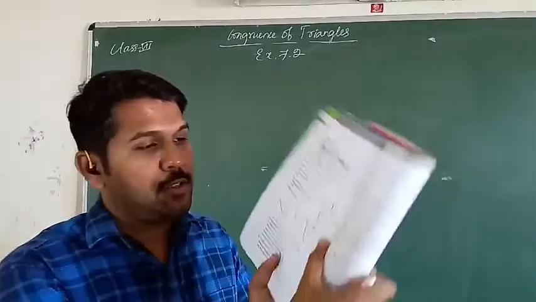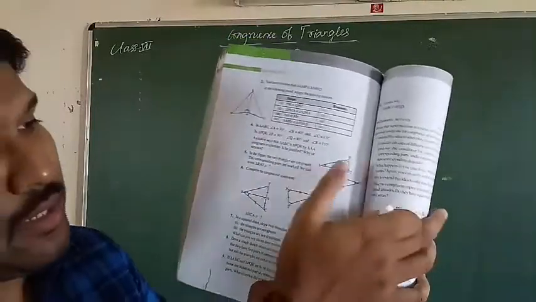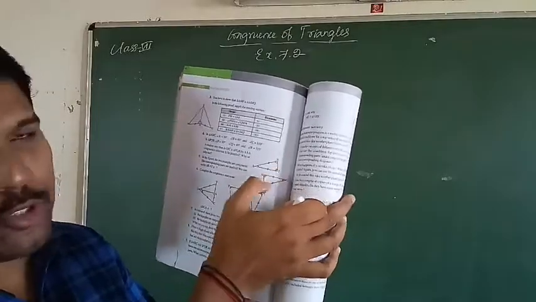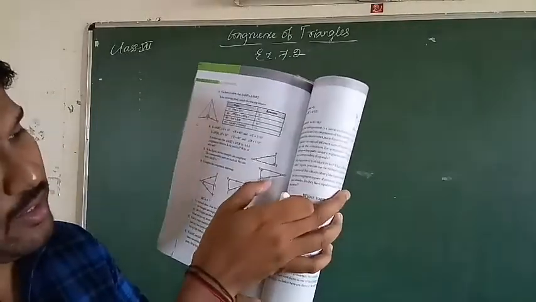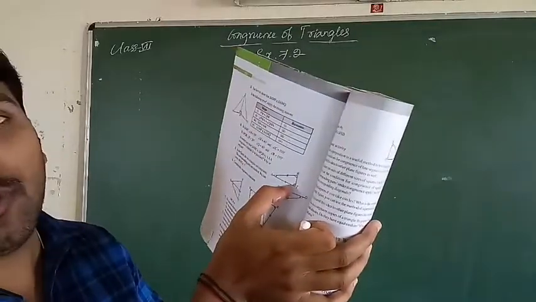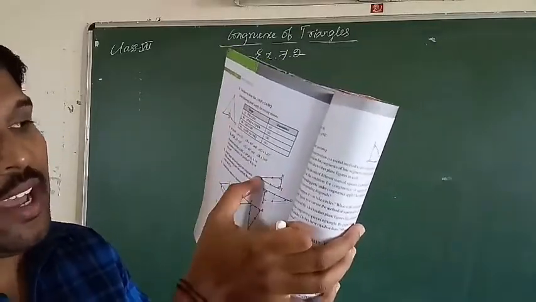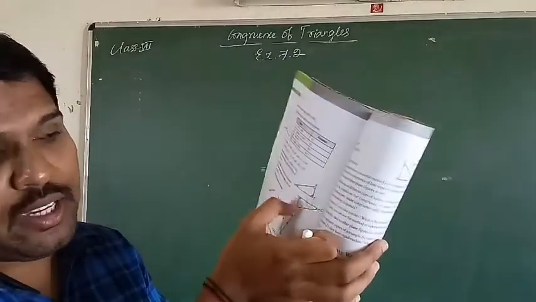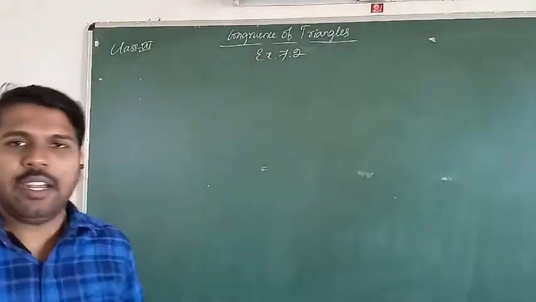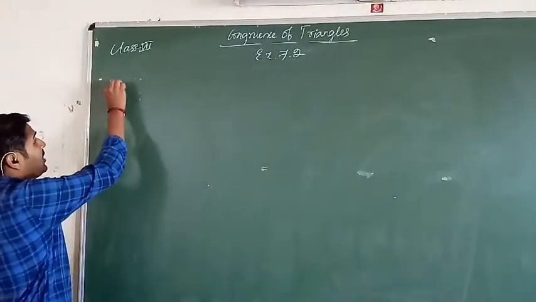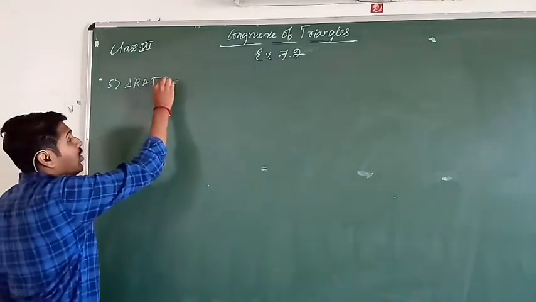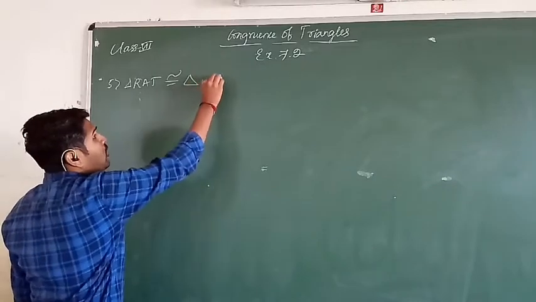Next, fifth one. So see here, fifth one. Here they given the two triangles. One triangle RAT is congruent to which triangle? Because here two sides are equal and angles are also equal. So two sides and angles are equal. So RAT equals WON, isn't it? So fifth one, triangle RAT is congruent to triangle WOL.